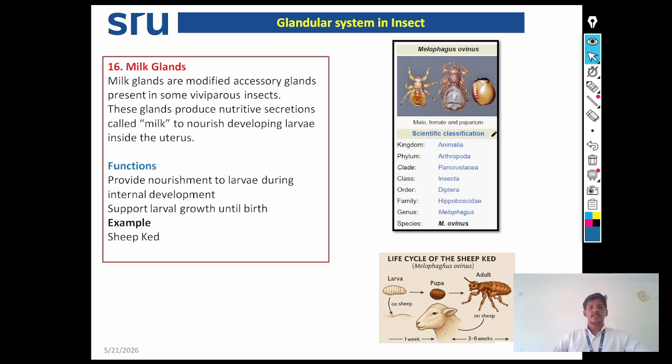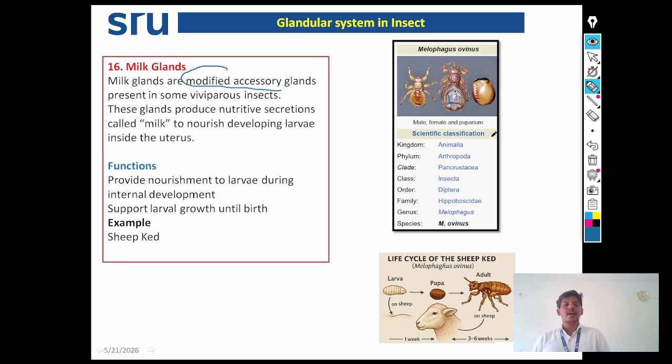Milk gland. Milk glands are also modified accessory glands present in some viviparous insects. These glands produce nutritive secretions, that is milk, to nourish their developing larvae inside their uterus. Milk glands are generally found in viviparous insects and they produce milk for their developing larvae inside their uterus.